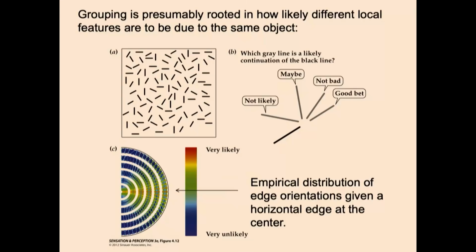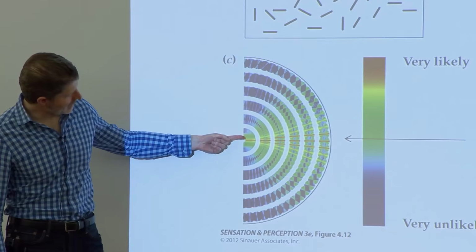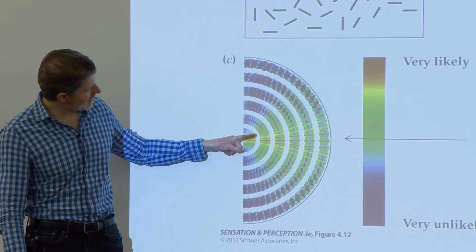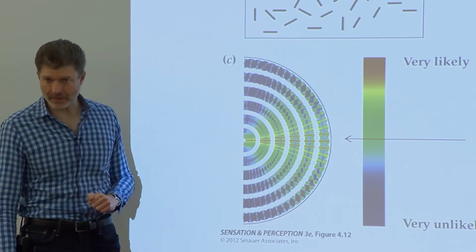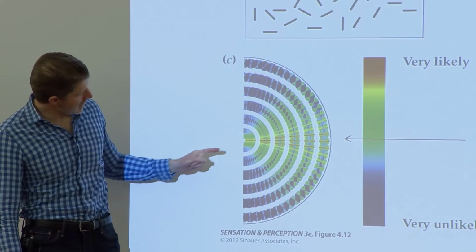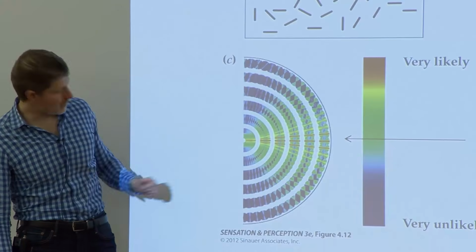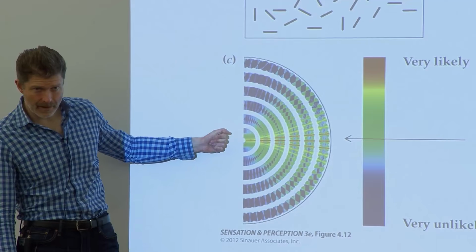So what this picture is showing is the empirical distribution of edge orientations given a horizontal edge at the center. So supposing there is a horizontal edge at the center, we can then ask, what is the probability that there would be an oriented line segment at each of these possible positions and at each orientation at each possible position? And so the way that this is displayed is that the line segment is color-coded based on how likely it is to be present, given, again, that there is a horizontal edge right here at the center. Okay, so what does this reveal?